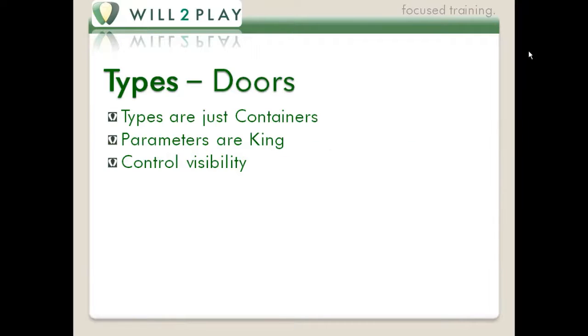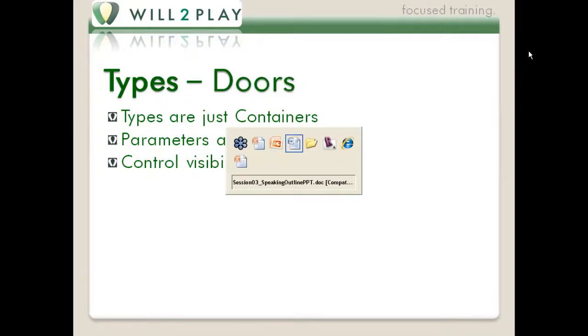So here are the concepts. Types, doors. Let's talk about doors. A type is just a container. The parameters are king, and you can control visibility from the family and from parameters and from types. So let me expound on this. All right, let's jump into Revit.